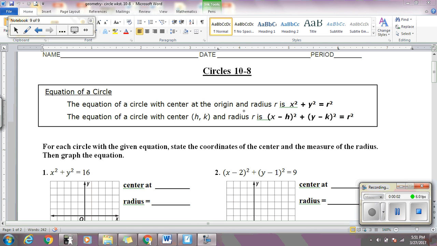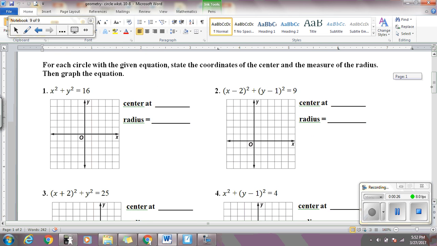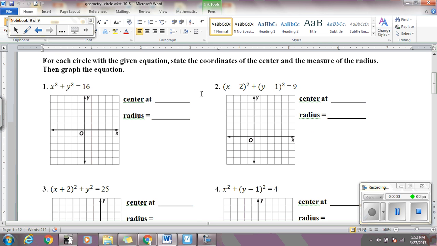Alrighty, we're going to work on worksheet 10-8, which is about equations of circles. Your job is to complete all the evens. So since we have to do only evens, I will work at least one problem per section. In other words, one problem per set of directions. For the first set of directions, it asks for us to state the center and the radius, and then graph the equation. So I'll do number 2.